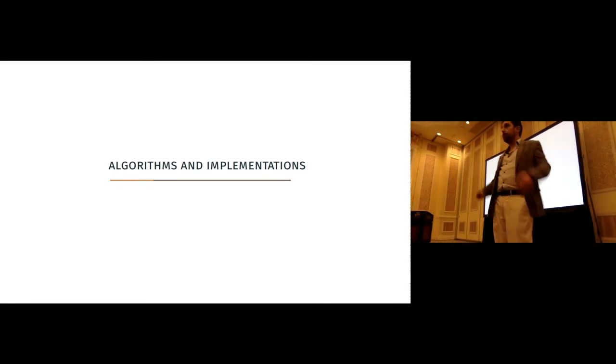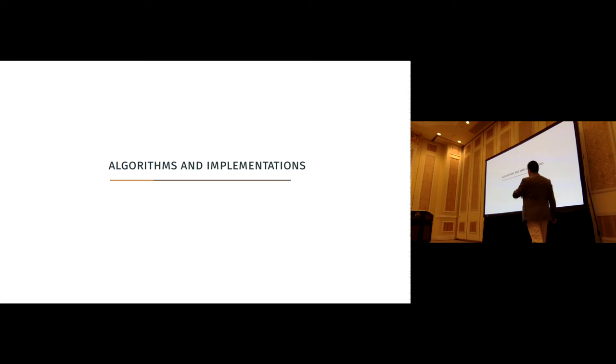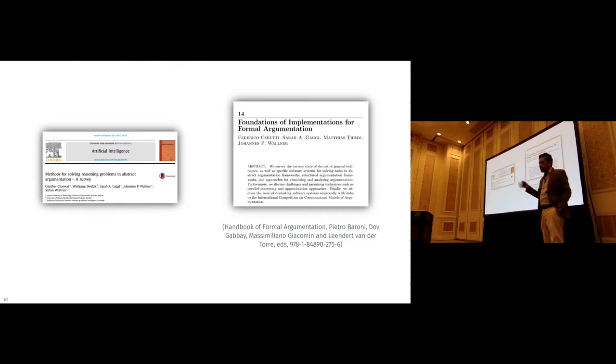And that brings us to why we care about all of this in terms of algorithms and implementations. Computational models of argumentation started mostly as a theoretical branch of artificial intelligence, but in the last 10 years there has been substantial development toward working algorithms and implementations, to the point that this is now the third time we are running the international competition on computational models of argumentation. And Stefano here is actually one of the organizers of that competition.